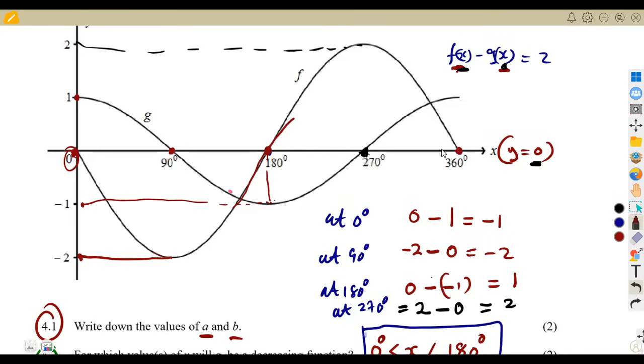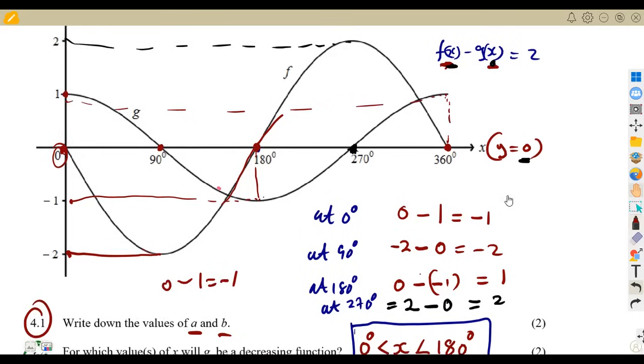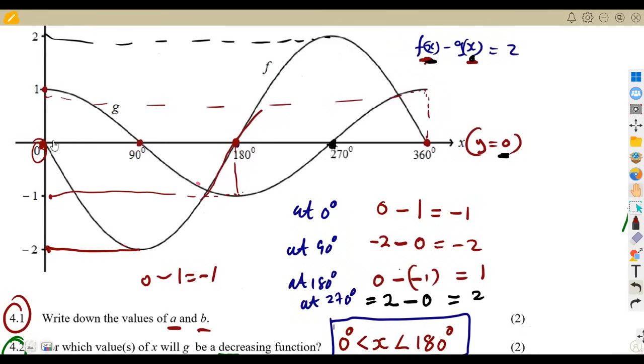At 360 degrees, our f of x is now at 0. It's on the x-axis, so it's going to be 0 minus the value of g, which is on top there. g is going to be corresponding to 1. 0 minus 1 is what? Minus 1.